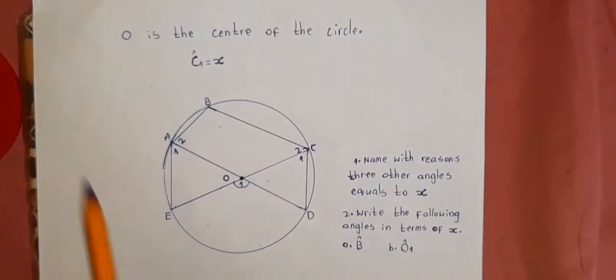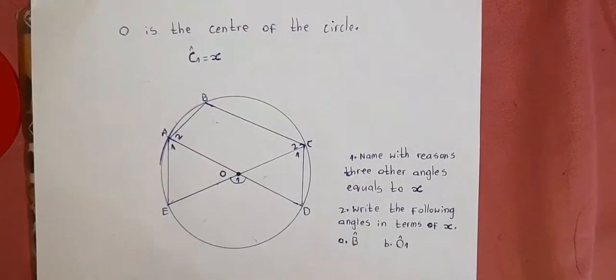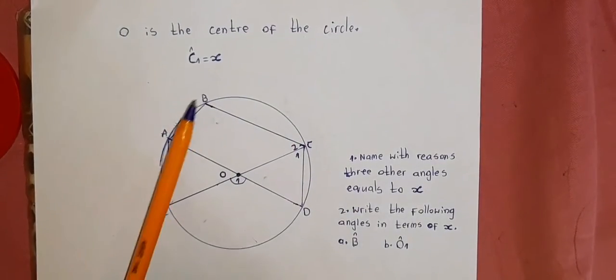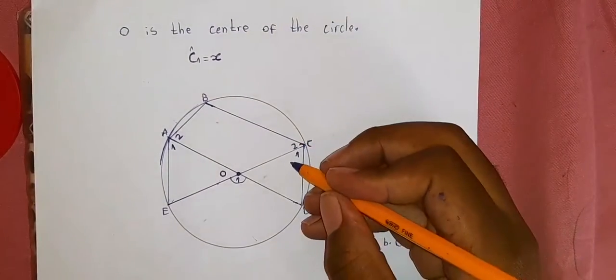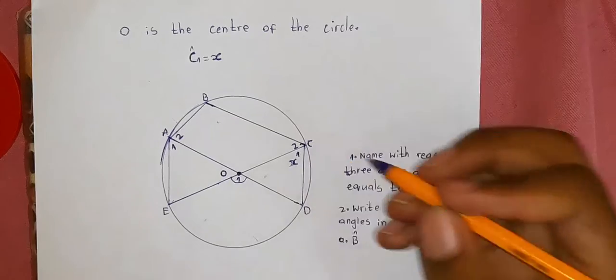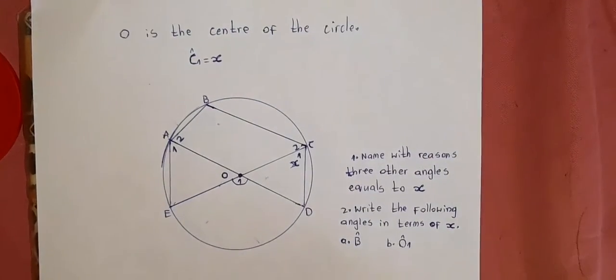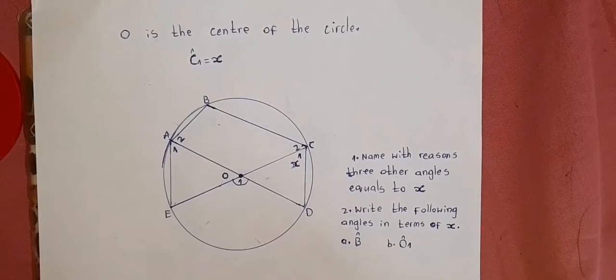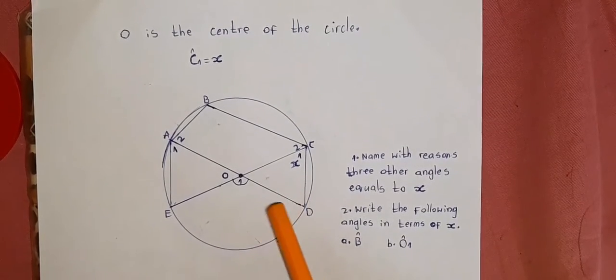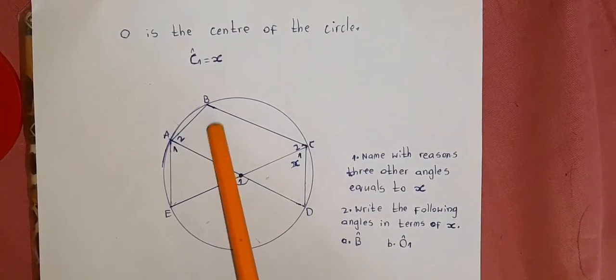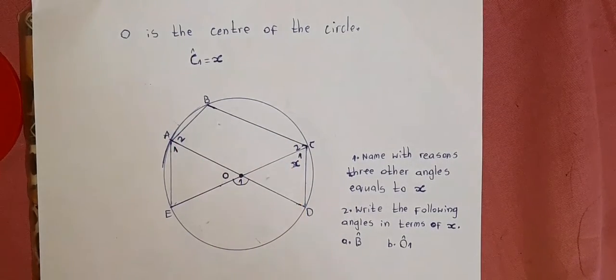We are told that O is the center of the circle, and that angle C1 is equal to x. In this sketch they included two theorems, theorem number 4 and theorem number 5. Theorem number 4 is angles in the same segment, and theorem number 5 is cyclic quad, because here I see a cyclic quad and here I see angles in the same segment.